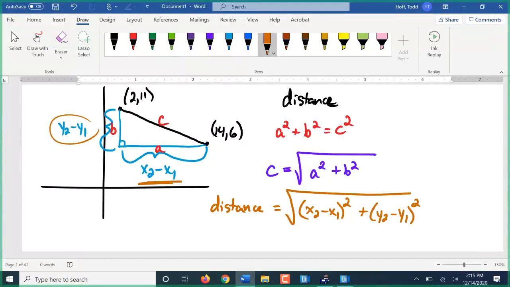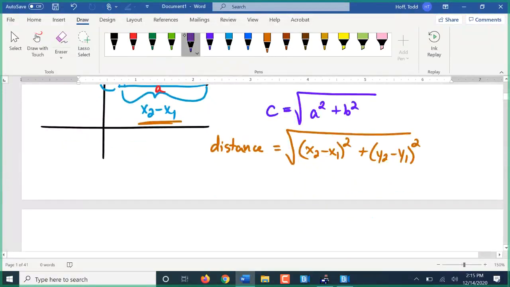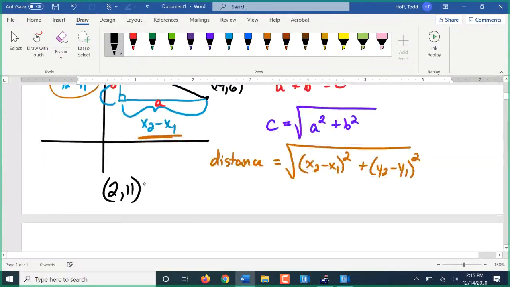So for these points up here, I had (2, 11) and (14, 6).